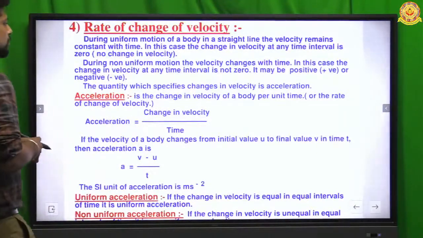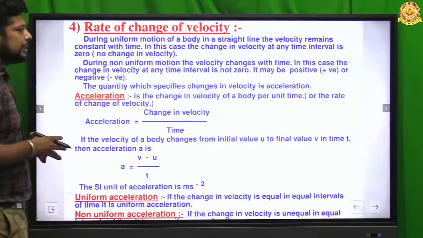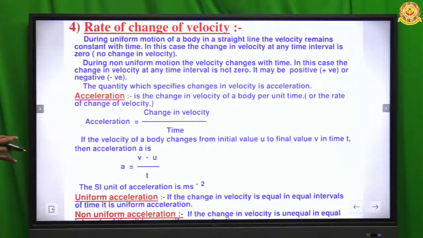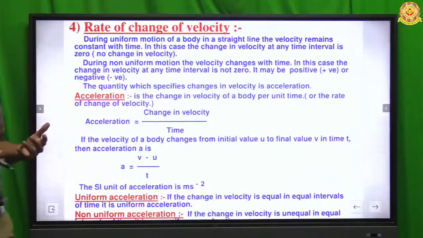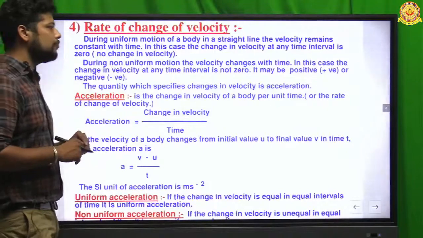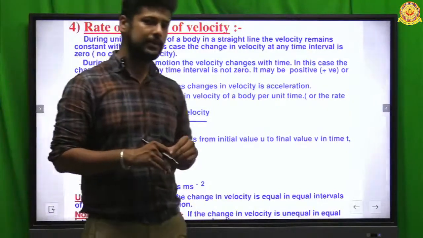During non-uniform motion, the velocity changes with time. In this case, the change in velocity at any time interval is not 0. It may be positive or it may be negative. So in a uniform motion, the velocity always remains constant, so we can say that there is no change in velocity. So in uniform motion, acceleration is always 0.